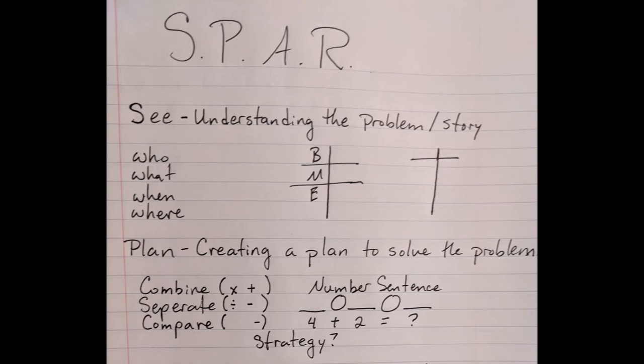Once we know what operation we're going to do, then we can write a number sentence with that operation in it to help us figure out where the numbers are going to go and what missing information we have. The last part of plan is to pick out which strategy you want to use now that you have your number sentence.